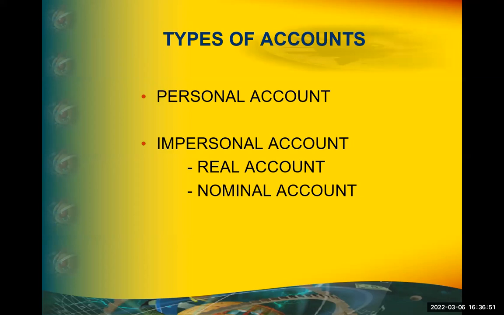No, that's not my claim. My claim is any transaction should fall under 2 accounts. Only these 2 accounts, I'm not telling. How many accounts are there? 3. Personal account, real account, and nominal account. Any transaction should fall under any one of these 3, but only 2 will be there.